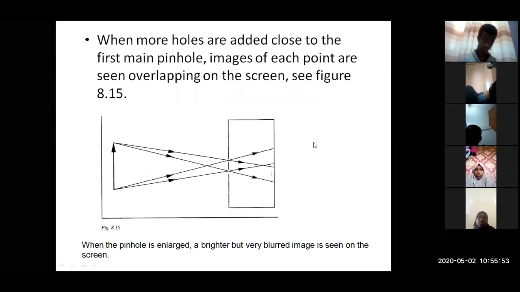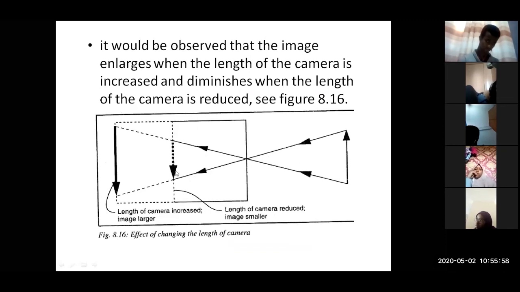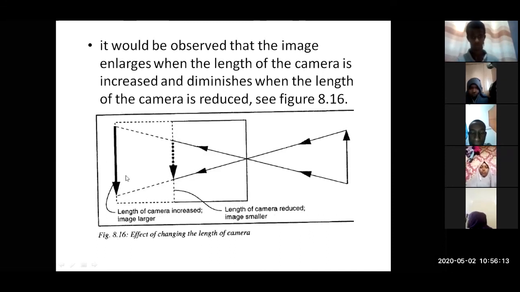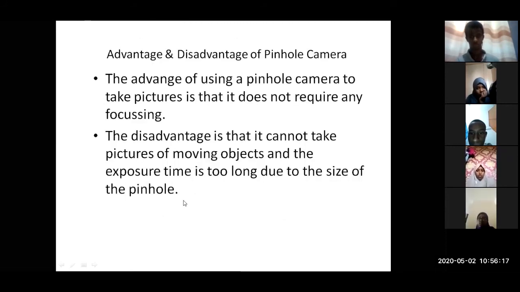We move on to the other characteristic. This is what I've already shown you. Length of the camera reduced. This is the object distance remaining fixed. Then you keep on varying the length of the image. Effect of changing the length of the camera. So when the camera is longer, the image is larger. That we have already discussed.